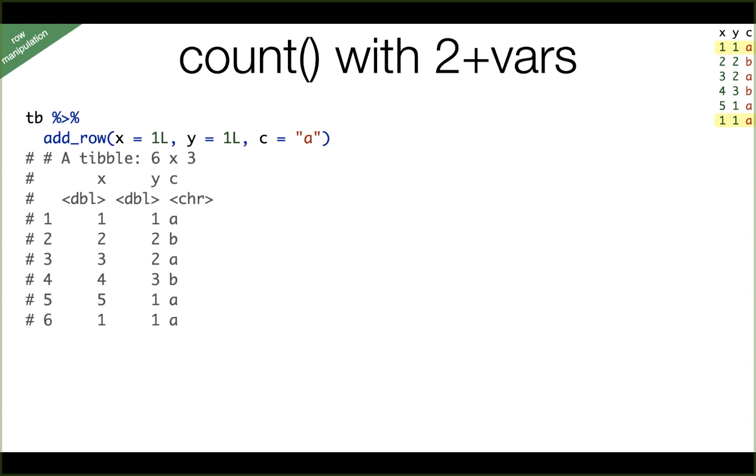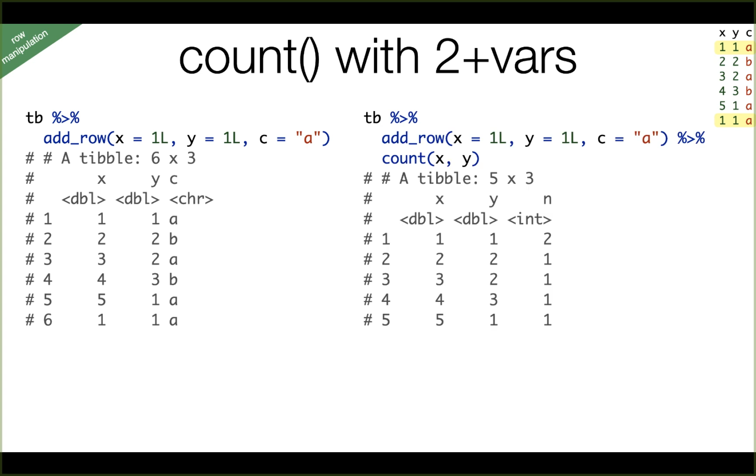Those are duplicated. And if I wanted to use the count function, I can count by both the x and the y variables. What this is going to do is it's going to take all of the possible combinations of the levels of the x and y variables, and it's going to count the number of times that those actually occurred. In this particular case, since I added a row, there's one row that has been duplicated exactly once, and that is that first and last row. So I say count of x, y, and then notice that I have x is 1, y is 1, n is 2, and that's because that's the duplicated row.